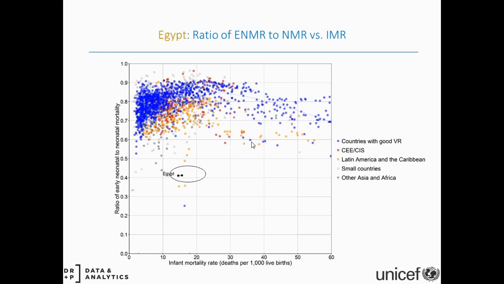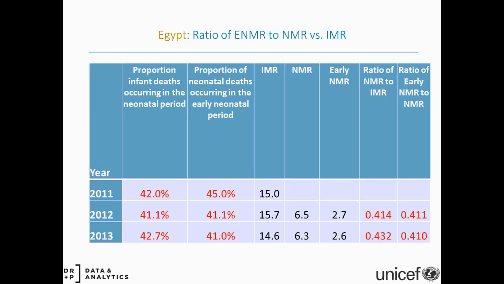So apparently, Egypt, when we look at this, there are 2 data points for Egypt in the years 2012 and 2013. Seems like they are outliers. And if we look at the ratio, it's really low for both the proportions and the ratios. For example, the proportion of neonatal deaths occurring in the early neonatal period is only around 40%.